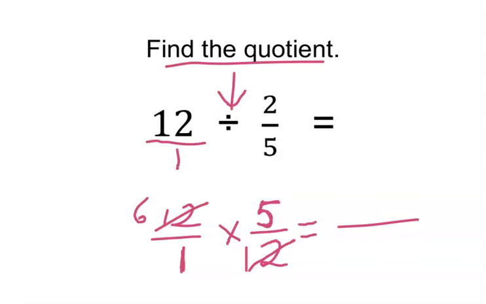So 6 times 5 is 30. 1 times 1 is 1. And so our answer is 30. All right, that's our answer to 12 divided by 2/5.